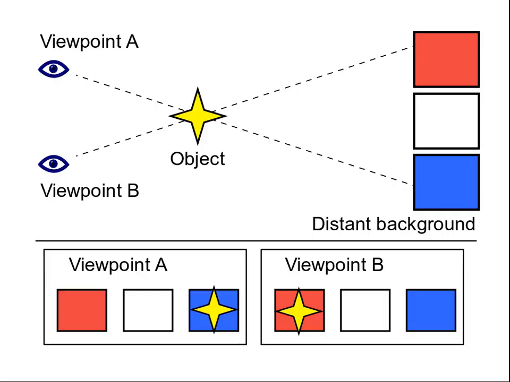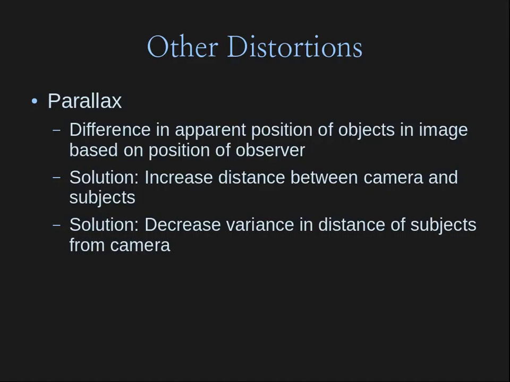This observer would see that object in front of the red blocks. If the observer is here and the object is here, it's going to look like it's in a different space. And so this is going to change the relative positions of things. Now, the solution for this is to increase the distance between the camera and the subjects.